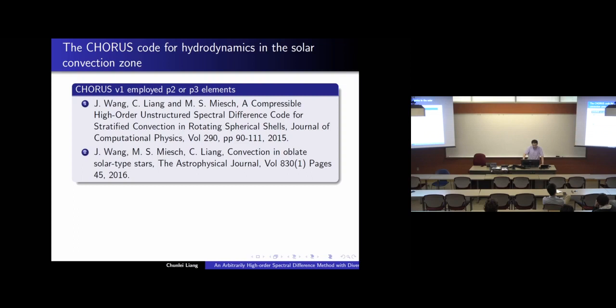And then the second paper is that after we developed the solver, we used it to predict oblate stars. The sun is almost like a perfect sphere. But in the galaxy, there are a lot of stars that are much bigger than the sun and spin much faster. The result is that they don't have a perfect spherical shape anymore. They become like a chicken egg, elliptical. We call it an oblate star, and people want to understand the flow physics inside.